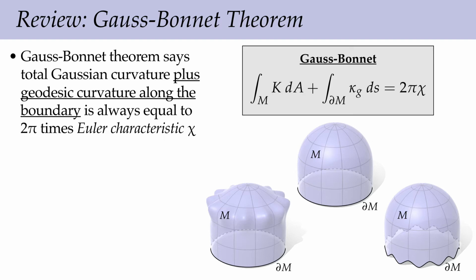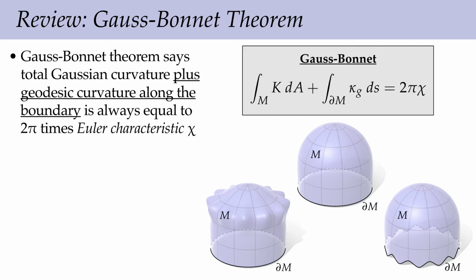What did this mean, right? What was the concept behind this Gauss-Bonnet theorem? It really was saying, if we have some nice surface M, and we add bumps on the interior, or we wiggle the boundary around a little bit, it doesn't matter. This total curvature will always be preserved. This total curvature, meaning Gaussian plus geodesic curvature, is a topological invariant.